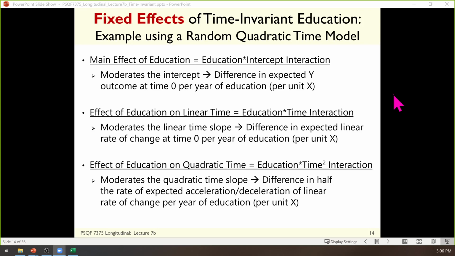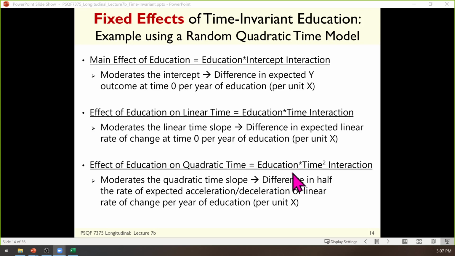It's time invariant. If I put in education as a main effect in the model, that is asking whether it moderates the intercept. Do people with more education differ in their level of an outcome? If I put in education as a moderator of the linear time slope, functionally speaking, that occurs as an interaction term. Education by time then answers the question, is part of the reason why people need their own time slopes because of education?